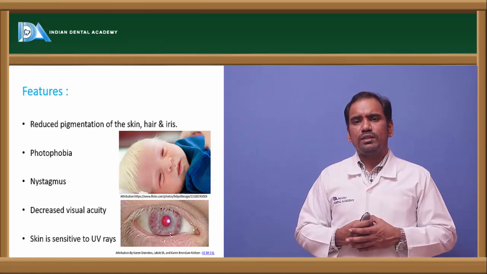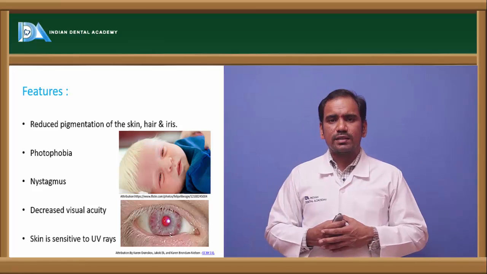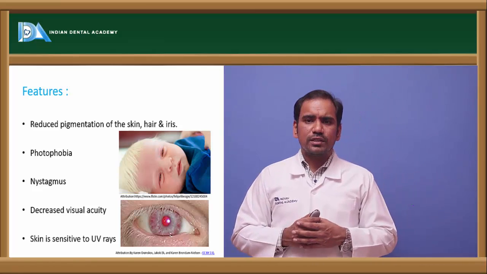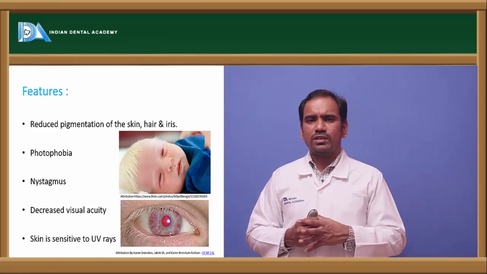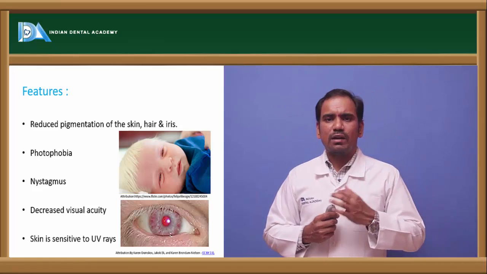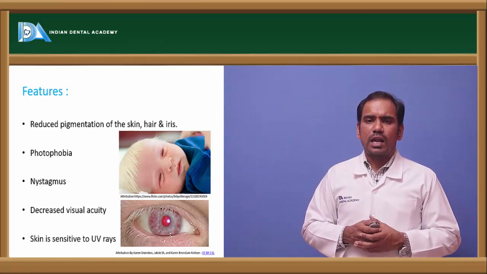The most important feature is hypopigmentation in case of albinism. Here you can see in the pictures, whenever there is only eye manifestation, we call it ocular albinism. When both skin and eye manifestations are seen, we call it oculocutaneous albinism.